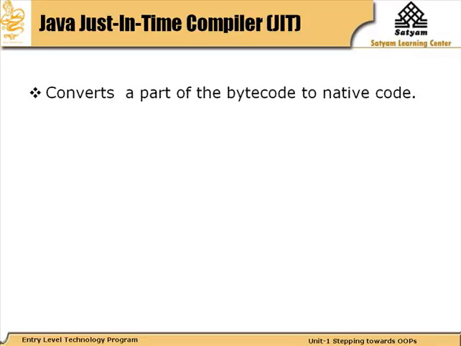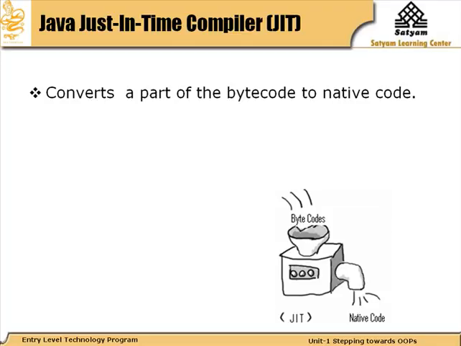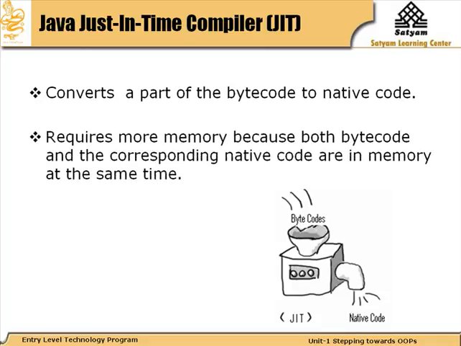The JIT converts a part of the bytecode to native code, where native code refers to instruction to the underlying platform. As you see here in this picture, the bytecode is given to the JIT, which generates the native code. The JIT requires more memory because both bytecode and the corresponding native codes are in the memory at the same time.